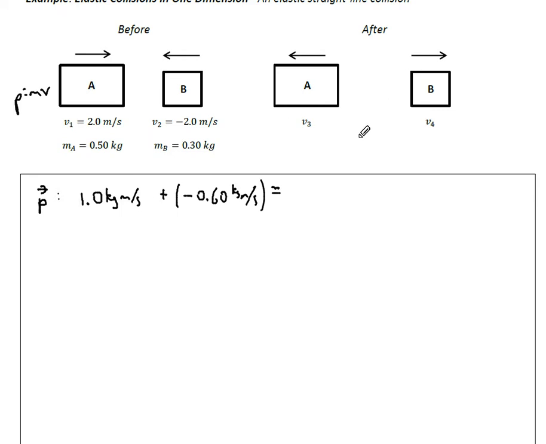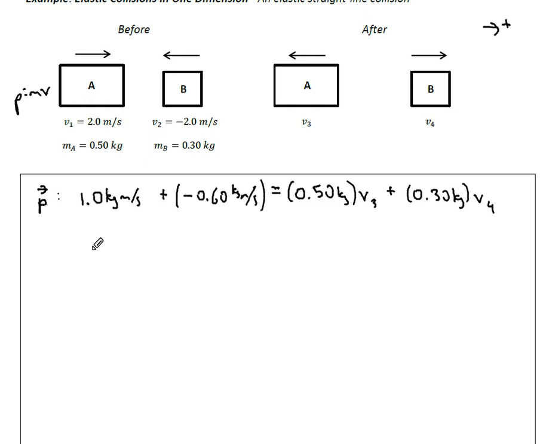Now afterwards, we don't know how fast V3 or V4 is. We don't actually know what direction it is. So I'm going to write down 0.5 because object A is 0.5 kilograms, and I'm going to put V3 right there because that's what I called it. I'm not going to write down any negatives or positives. When I solve for this, if V3 comes out to be a positive number, it means it's moving to the right. If V3 comes out negative, it's moving to the left, because we are assuming that right is the positive direction. So plus 0.30 kilograms times V4. Writing this out, we say we can't solve it, there are two unknowns.